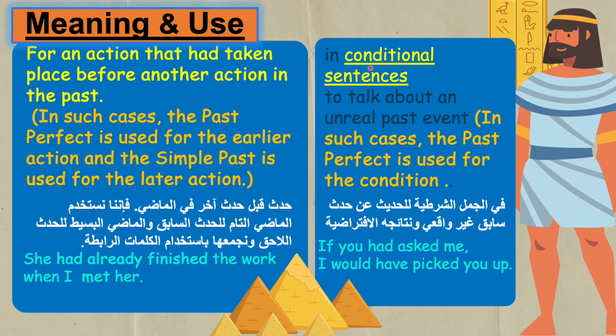Another use is in conditional sentences to talk about unreal past. In such case, the past perfect is used for the condition and the other is used for the result. If you had asked me, I would have picked you up.